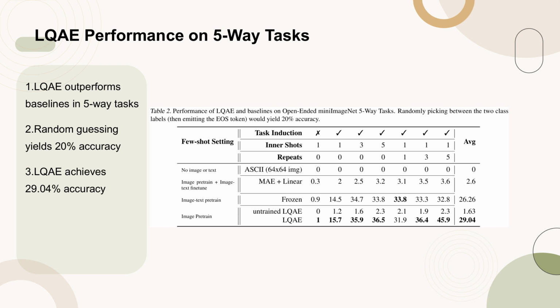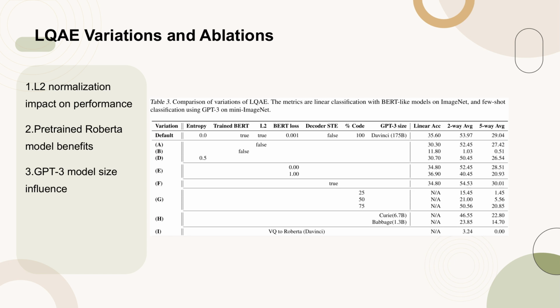In contrast, LQAE demonstrates superior performance, achieving an accuracy of 29.04%. This indicates that LQAE significantly outperforms the baseline methods across all evaluation settings, particularly those that do not have access to text-image pairs. The results underscore LQAE's effectiveness in few-shot classification tasks, where it substantially exceeds the performance of other methods. Table 3 presents a detailed comparison of various variations of the Language-Quantized AutoEncoders, LQAE.